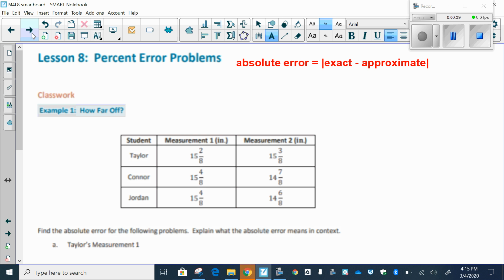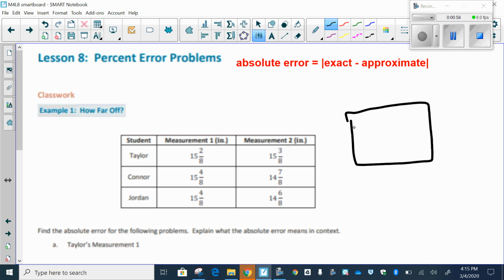Let's start with how far off the classwork. Find the absolute error for the following problems. Explain what the absolute error means in context. Well, this problem didn't give you all the information you need. What you first need to recognize or know is there's a TV in front of you. It's a small one, a 15-inch TV. Or it's supposed to be 15 inches. That's what the company says. And Taylor, Connor, and Jordan each took 2 measurements.